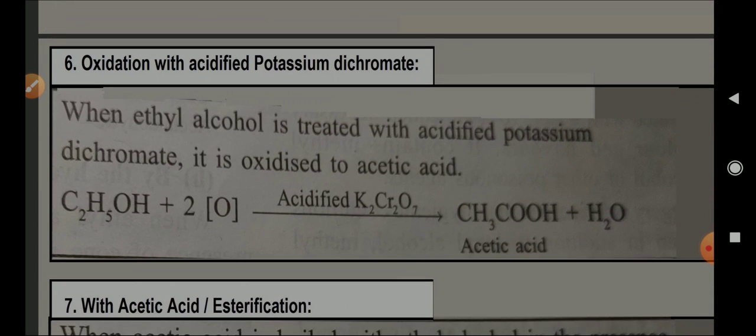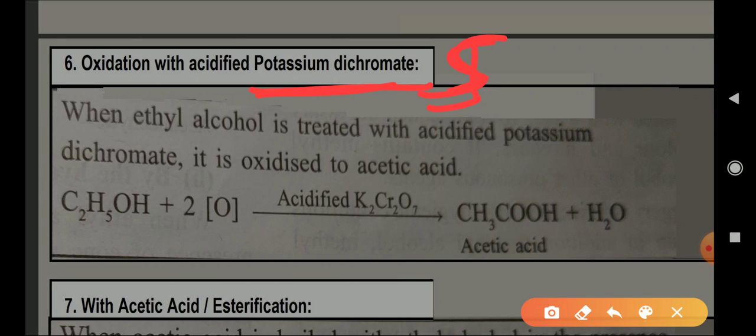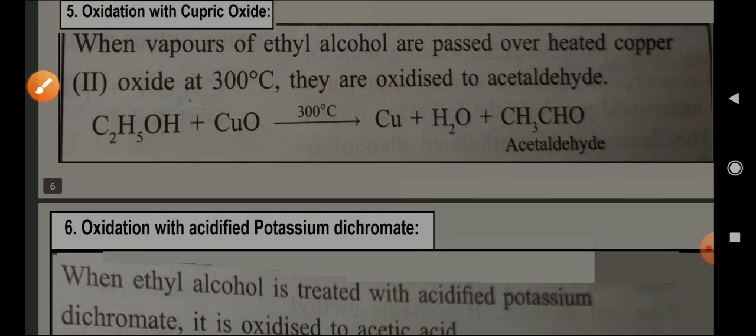When ethyl alcohol is treated with acidified potassium dichromate, now acidified potassium dichromate is a strong oxidizing agent. Cupric oxide is a mild oxidizing agent. This is the strong one. So what is it going to produce? Acetic acid. If it is mild, it is going to produce acetaldehyde.